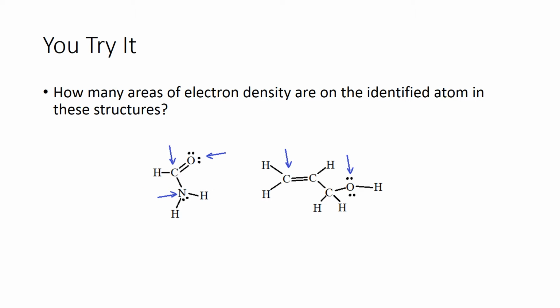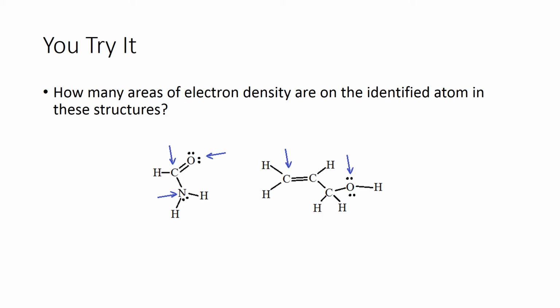So what I want you to do now is look at the Lewis dot structures given here, and I want you to write down the number of areas of electron density on each atom. And then on the next slide, what we're going to do is determine the shape for each of these. So pause and write down the number of areas of electron density for each atom.